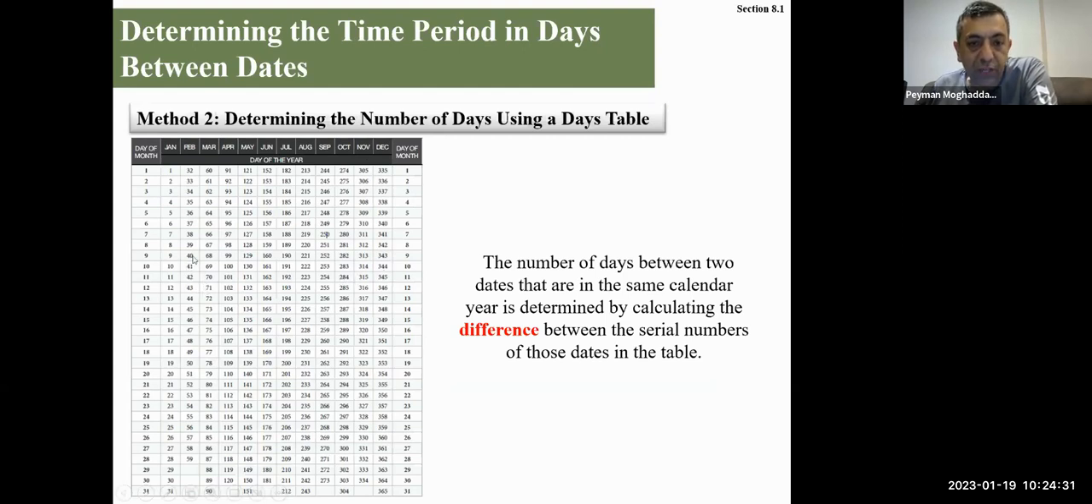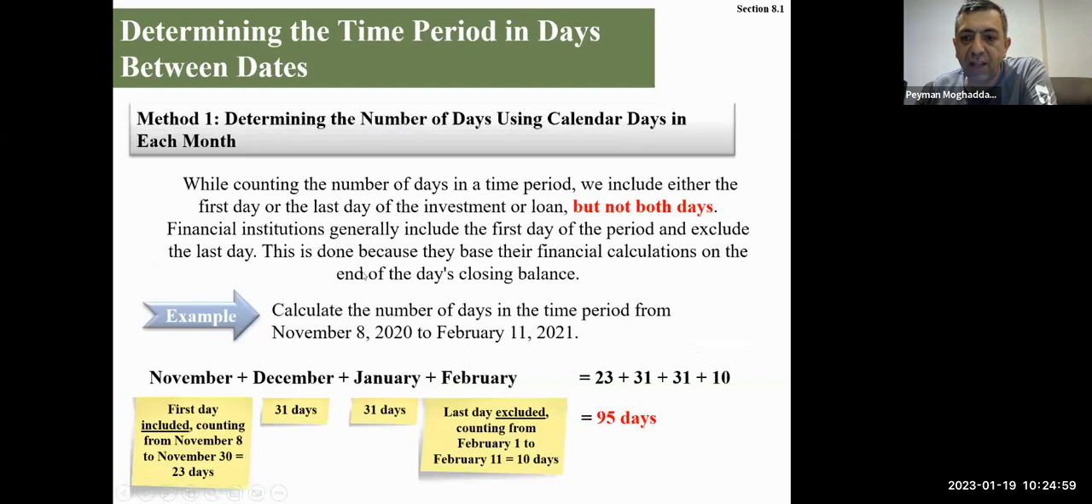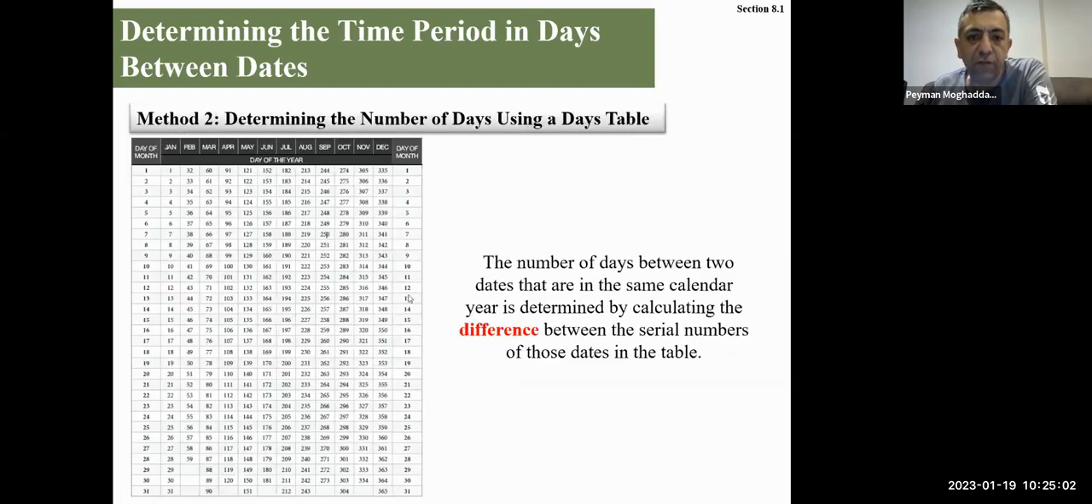You have to subtract the smaller number from the big number, and then subtract 365 minus that number. For example, we went from November 8, which is 312, to February 11, which is 42. 312 minus 42 is going to be 270, I believe. And then 365 minus 270 is going to be 95 days, which you have in the last example. Okay, 95 days. That's how we calculate it.